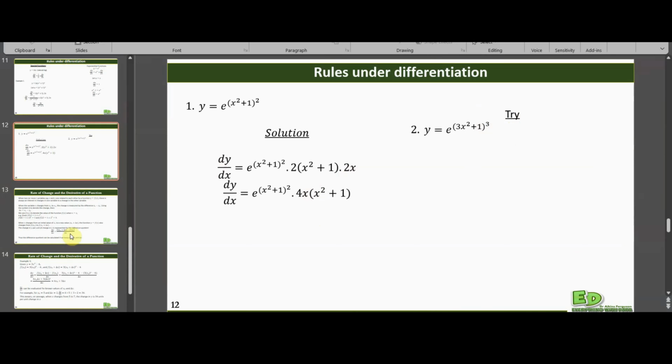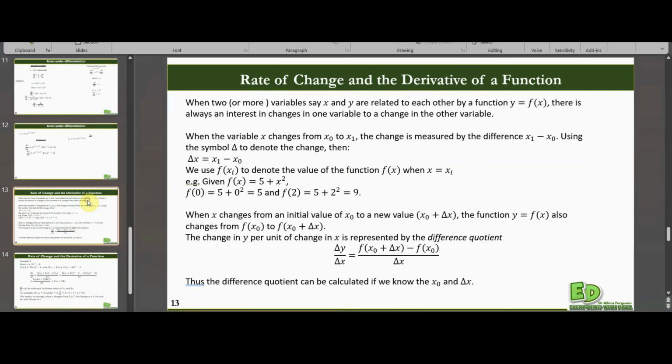So we'll move on to the next slide, which is the rate of change and the derivative of a function. When two or more variables, say x and y, are related to each other by a function y equals f of x, right? I've been saying from the inception that y equals x squared is equal to f of x is equal to x squared. So the function can be y equals the function or f of x equals the function.